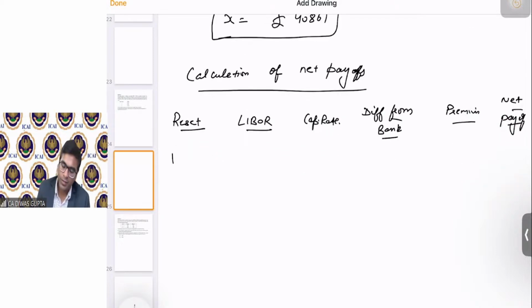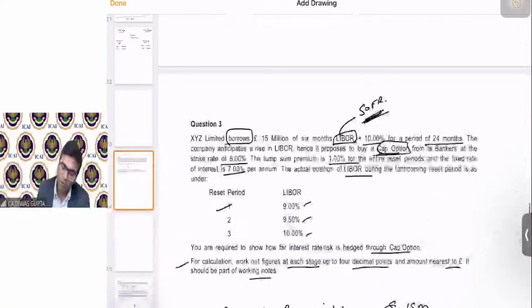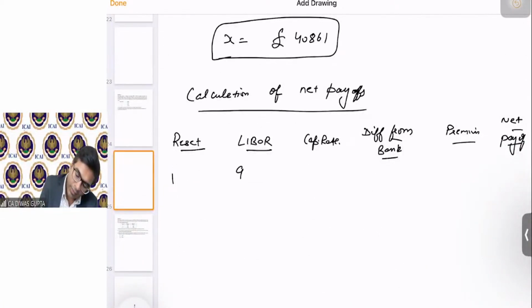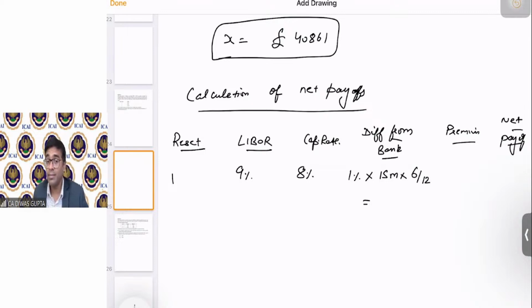Let's go one by one. Reset period first. What is the LIBOR appearing on the first reset period? 9%. So 9% is the amount of LIBOR, right? What is the cap rate? Cap rate is 8%. Correct? So the difference from bank becomes 1% multiplied by 15 million into 6 by 12. Correct? Because 6 months is the reset period.